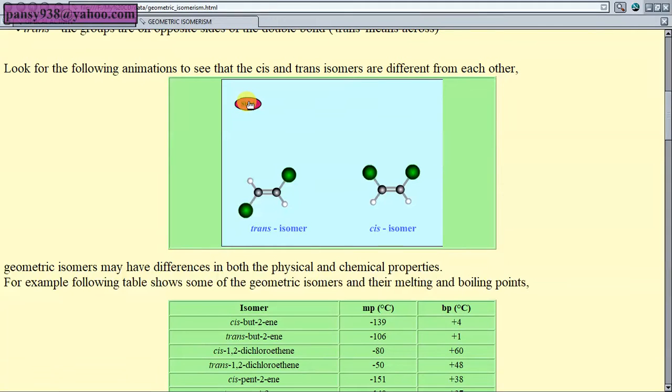You see that when the animation starts and the trans isomer is put over the cis isomer, they are non-superimposable. They do not cover each other completely, and even at other angles when they are rotated, they are still not superimposable. The molecules do not cover each other completely. It means that both are different in their characters.